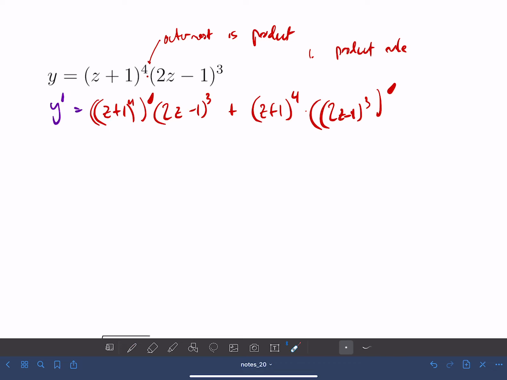So I've got the derivative of the first times the second plus the first times the derivative of the second. And now I'm ready to do those primes. So let's go ahead and do that. I've got a to the 4th in the (z plus 1) to the 4th, so that's going to be 4 times (z plus 1) to the 3rd. And now I'm going to chain out the derivative of the inside there, and that derivative is 1. The second is unchanged, (2z minus 1) cubed.